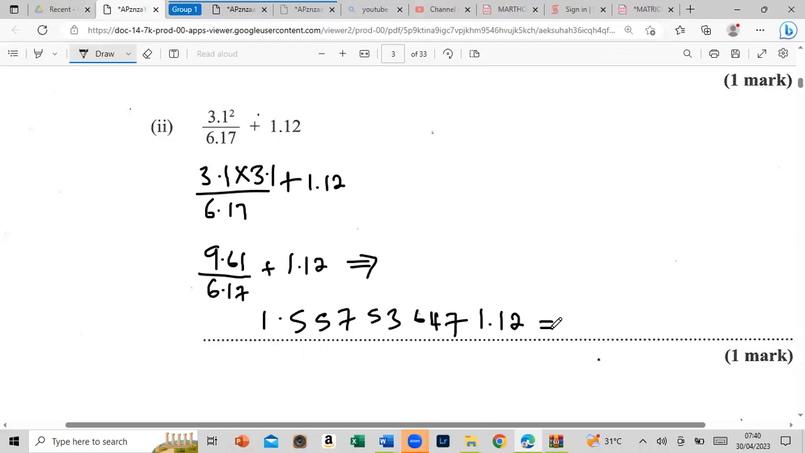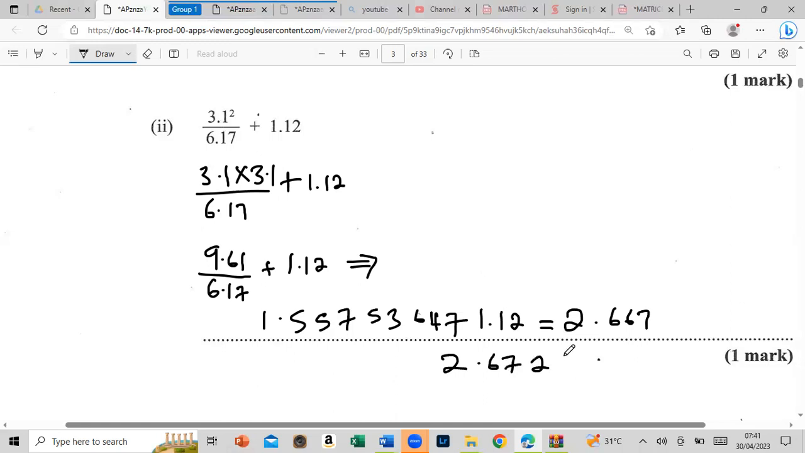Plus 1.12. My calculator gives me 2.677. It gave me 1 mark, guys. So I'm going to round it off to 2.67. I'm going to stick with the 2 decimal places.